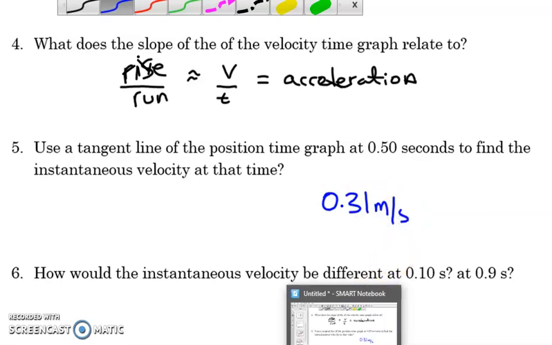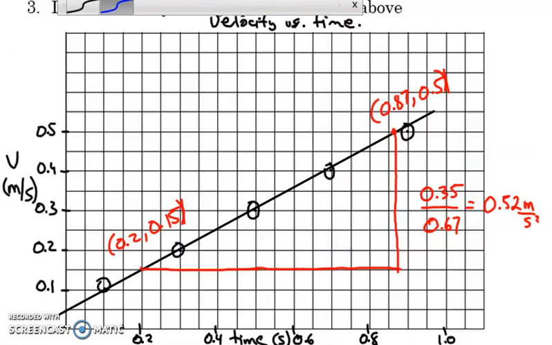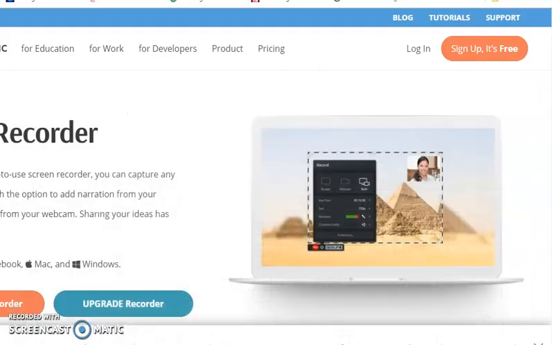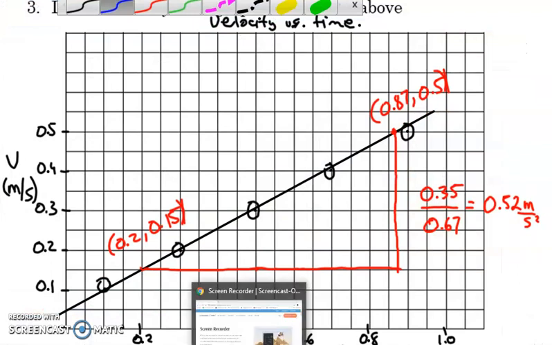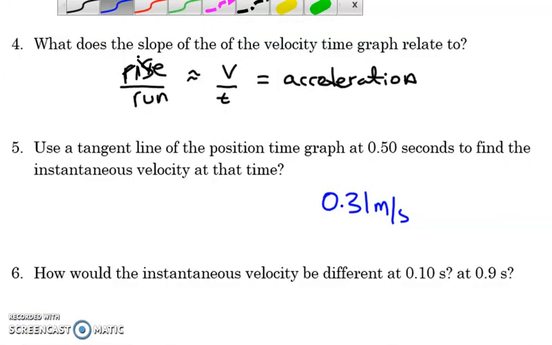How would the instantaneous velocity be different at 0.1 and 0.9 seconds? Well, because this is accelerating, at 0.1 seconds we would expect to see it much lower than we would expect to see it at 0.9 up here. And so we would expect that instantaneous velocity to increase.